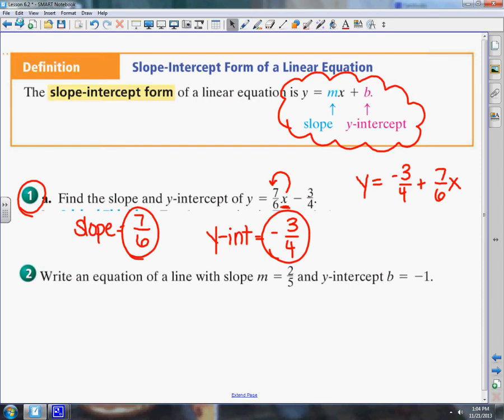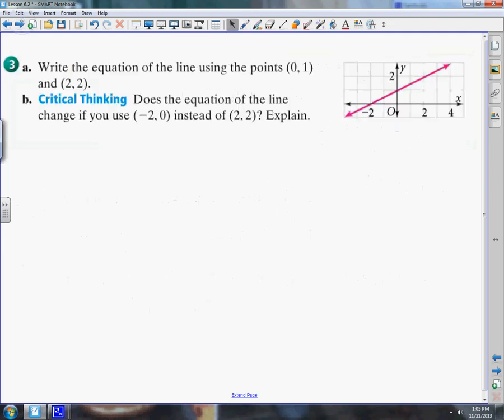Write an equation for a line with slope m equals 2/5 and y-intercept b equals negative 1. So if I were to write an equation, it would look like this, y equals mx plus b. And then I'm going to put in my m and put in my b. So my equation would be y equals 2/5 x minus 1, or plus negative 1. It's the exact same thing.